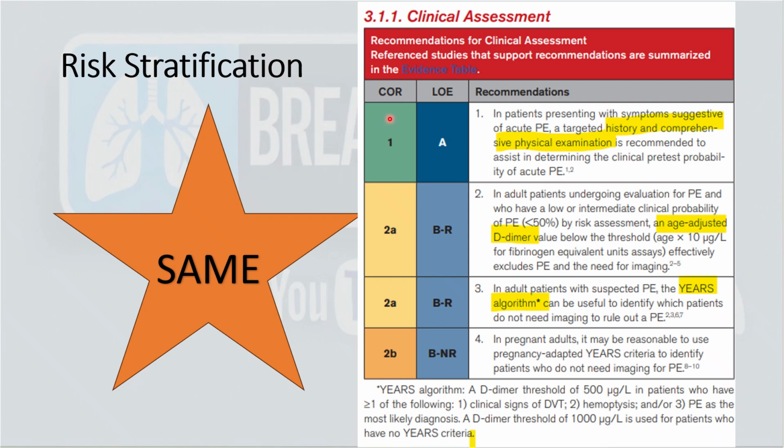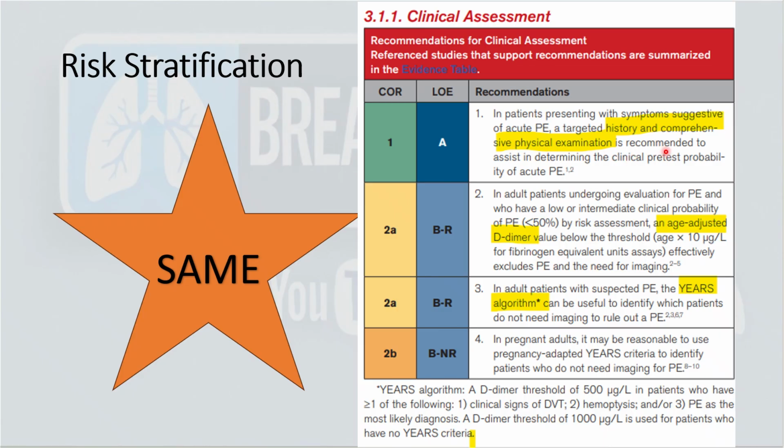COR stands for class of recommendation, and level of evidence is A, B, C. B is further classified into R and NR. R is randomized, NR is non-randomized trial. And then they have limited data, LD, and expert opinion, EO.